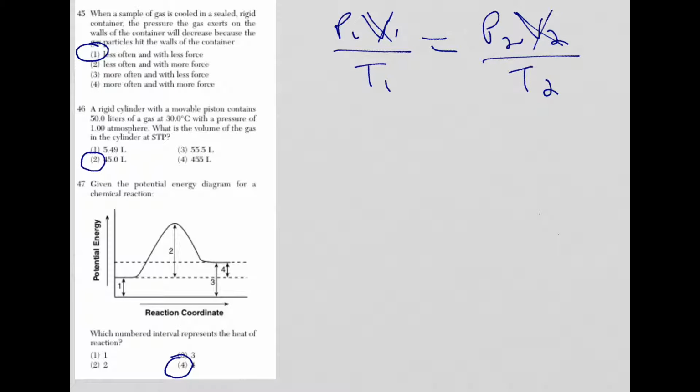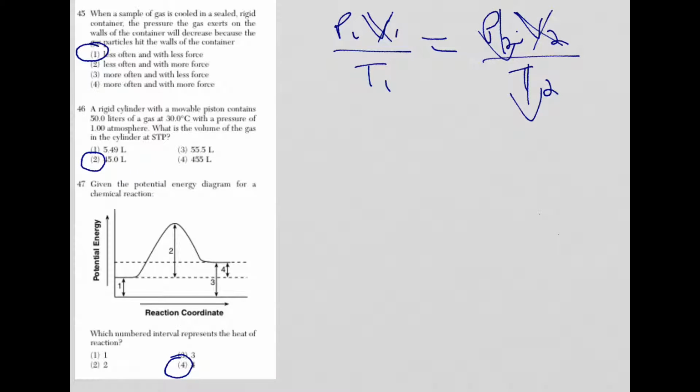So if the temperature is going down, mathematically, I have a direct relationship, and so will the pressure. If the pressure goes down, then the gas particles are hitting the walls of the container less often and with less force. And that's why the answer is choice 1.